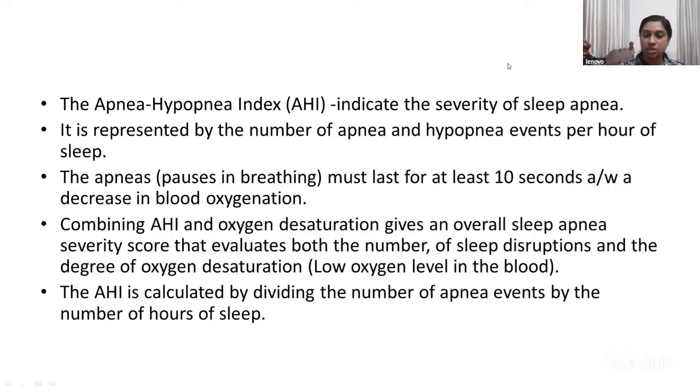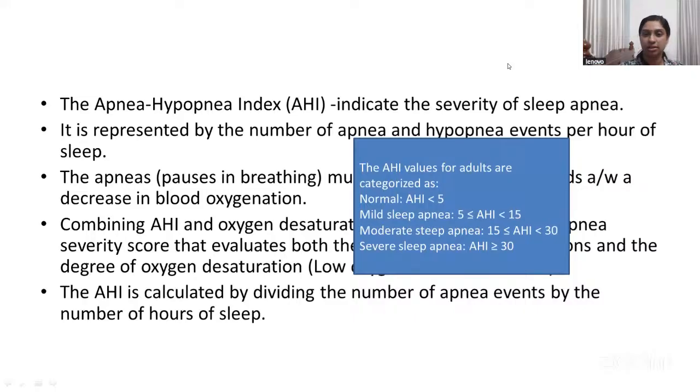And AHI is usually calculated by dividing the number of apnea events by the number of hours of sleep. So there is a chart regarding that. Normal AHI values are usually less than 5, 5 to 15 denotes mild sleep apnea, 15 to 30 is moderate, and severe is above 30.